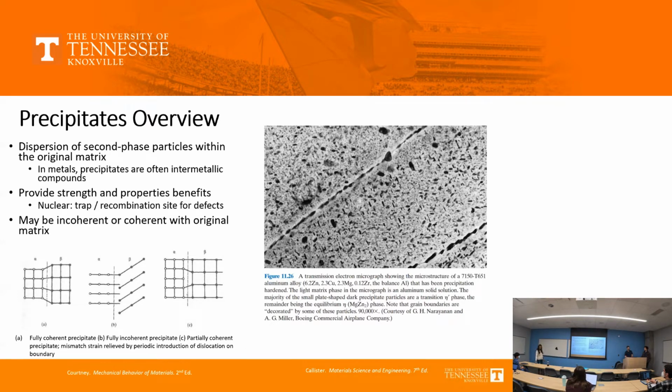In precipitates, especially, my background's in metal alloys, so I'm kind of speaking from there. Precipitates are dispersions of second phase particles within the original matrix. So generally speaking, they're in metals, especially precipitates are often intermetallic compounds. They're often created during a heat treatment of a metal as solute atoms come out of solution and form distinct second phases. We care about them because precipitates provide strength and other property benefits. They act as obstacles for dislocations.